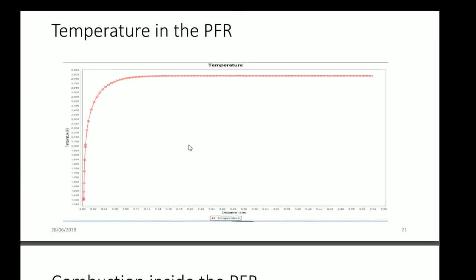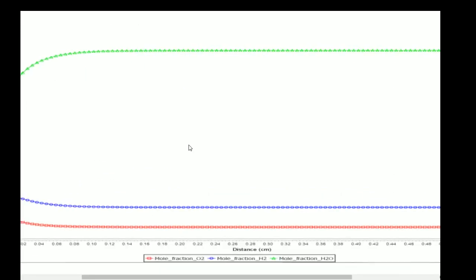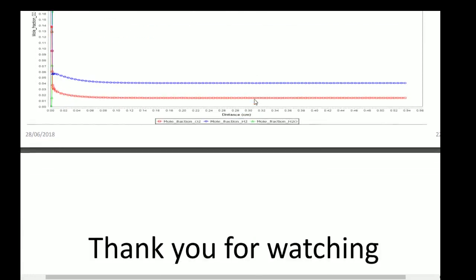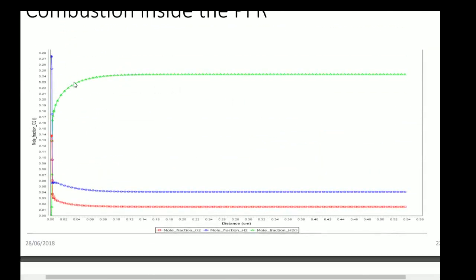We can also view the combustion. Here on this graph we have O2 that diminishes because it's consumed. Same goes for the dihydrogen, and the water is produced. So once again, not a matter of time but a matter of space, meaning that here is the input flow, and then after a few millimeters, well, some millimeters, you almost have your steady system. So we can just see that the combustion occurs in the first millimeters.